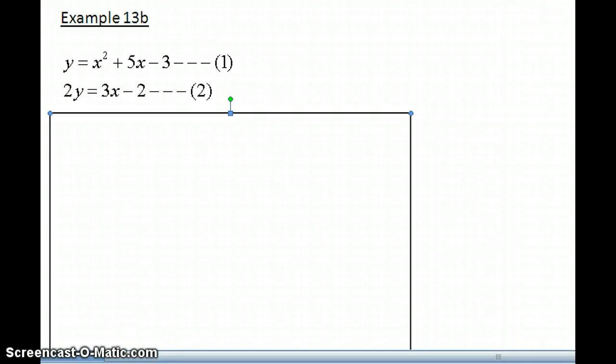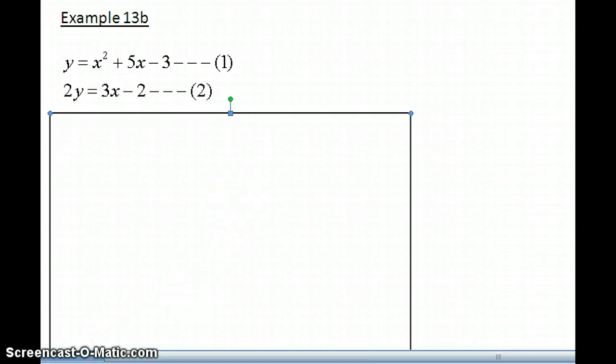Let us look at another example involving solving simultaneous linear and nonlinear equations. In this example, it is slightly different from the previous example, whereby one of the equations, equation 1, is in a very nice form. What do I mean by a very nice form? It can be easily substituted into the second equation without having to manipulate much.